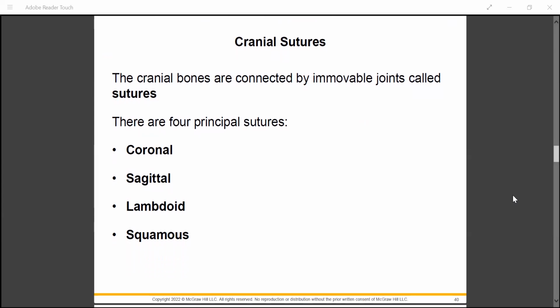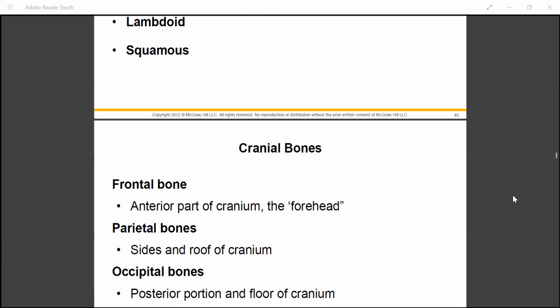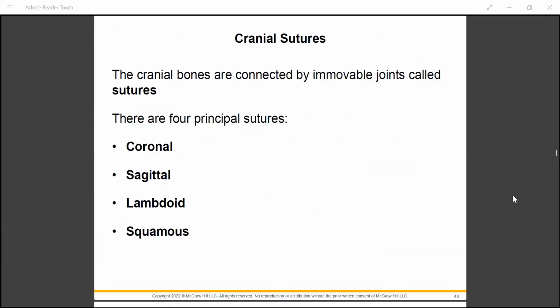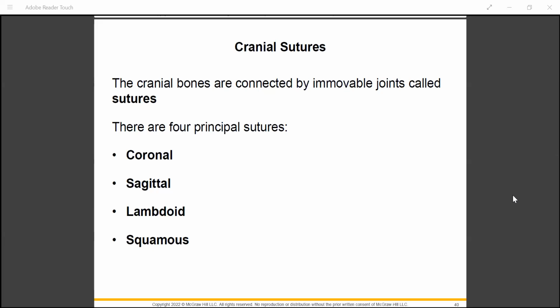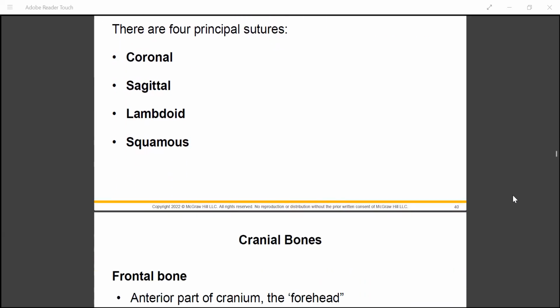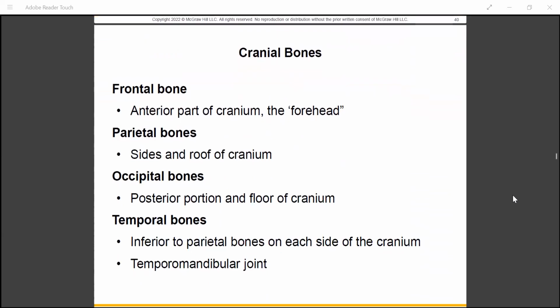Our cranial sutures are going to be immovable joints. We have 4 main sutures. Oh, sorry, I thought we were going to hit the picture, not quite yet. We have our coronal suture, our sagittal suture, our lambdoid suture, and our squamous suture. These are all areas that used to be soft spots or fontanelles as infants, and the sections end up fusing together. We'll touch back on this when we can actually see the picture of the skull.